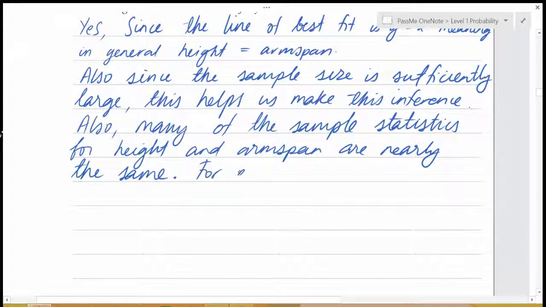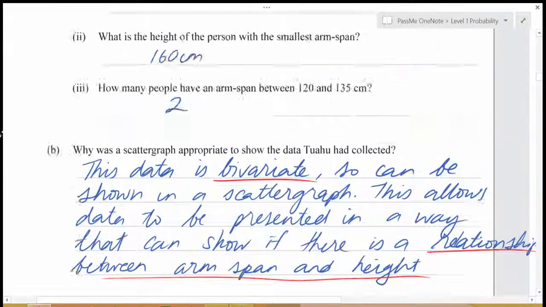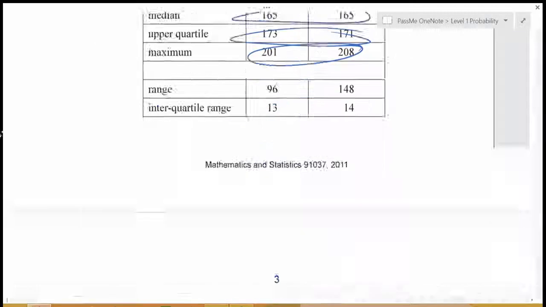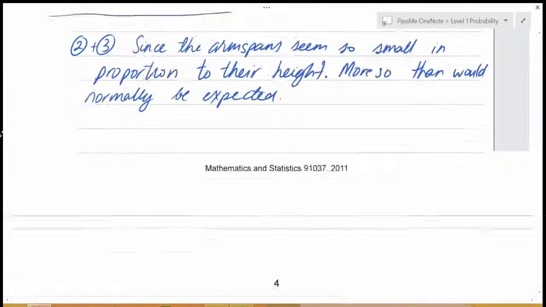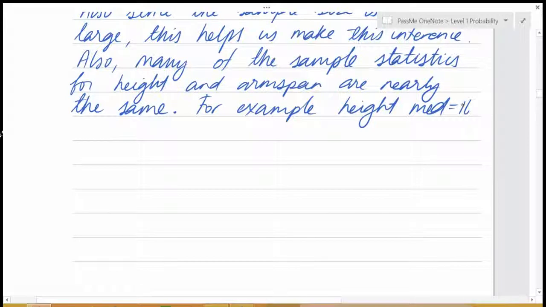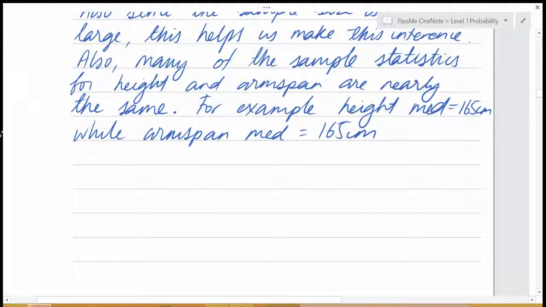So for example, height median equals, and we'll quote that. So the height median was 165. Height median is 165 centimeters, while arm span median is also 165 centimeters. So having an example in there just sort of shows that you know what you're talking about. You're not actually just making things up.